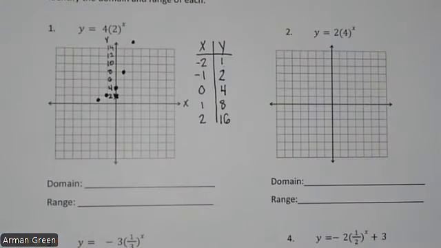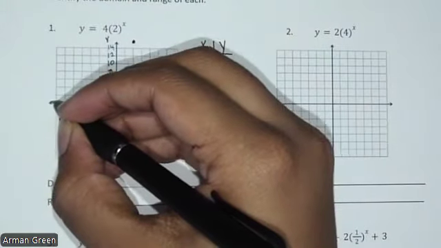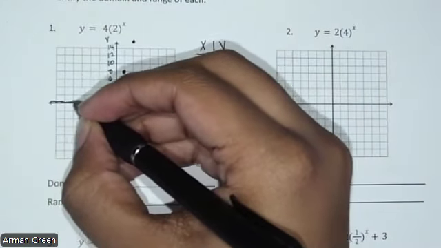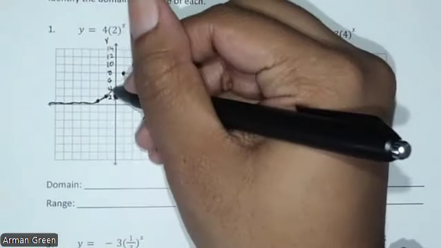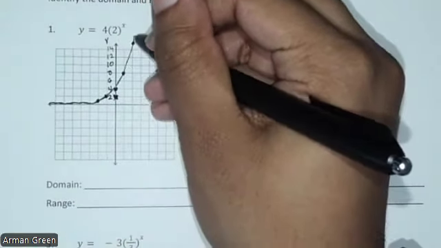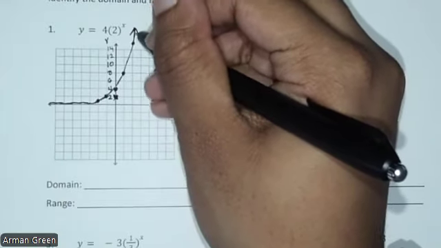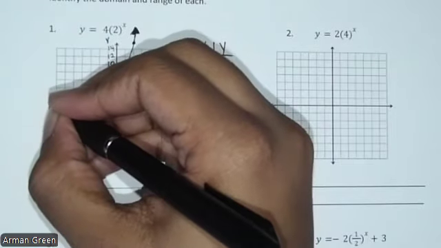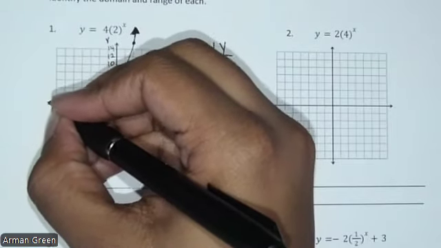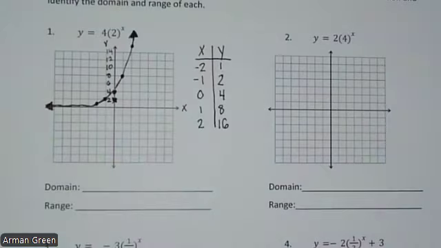So if I were to connect these dots, our graph is going to look like this. For the first problem, that is our curve.